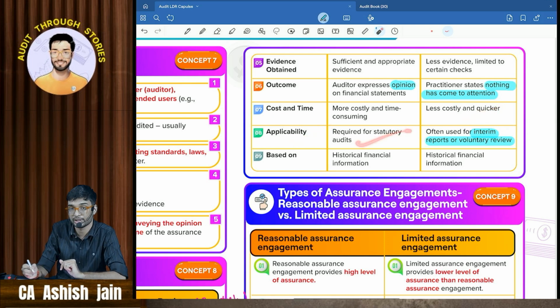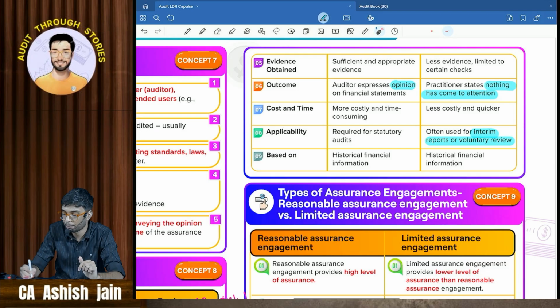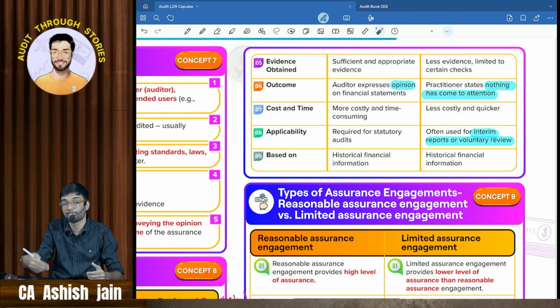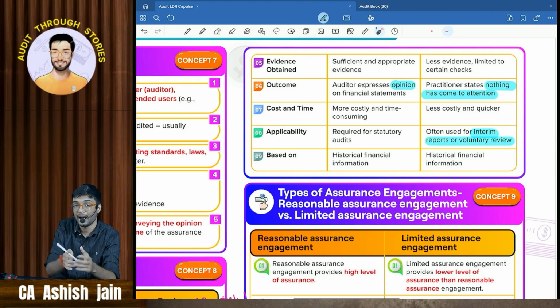Applicability: audit is required for statutory audit, where a 12 months audit has to be done, whereas review is often used for interim reports, and voluntary review is also done. For example, if the particular company is not a listed company, they don't need to publish the quarterly financial statements. But when the management feels that they want to give an interim report to the users of financial statements, at that point of time the management may decide whether those 3 months financial statements can be done as a review or not.